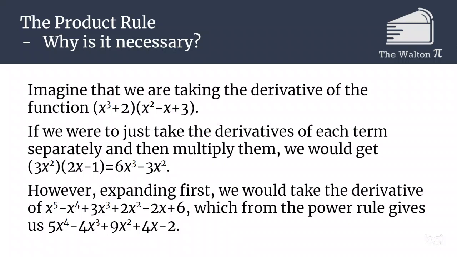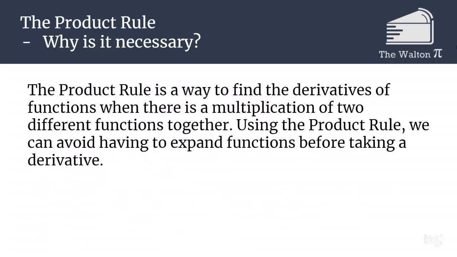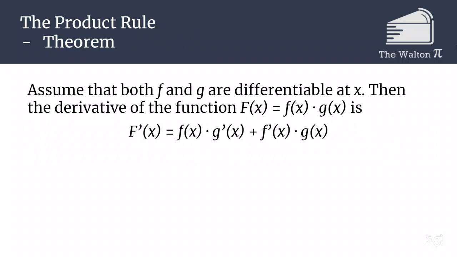We can't just take the derivative of the two pieces and multiply them together. We have to use the product rule to find the derivative of functions when we are trying to take the derivative of two functions multiplied by each other. So the product rule gives us a way of being able to avoid having to expand functions before we take a derivative, or even in situations where we can't expand it any further but still need to find the derivative.